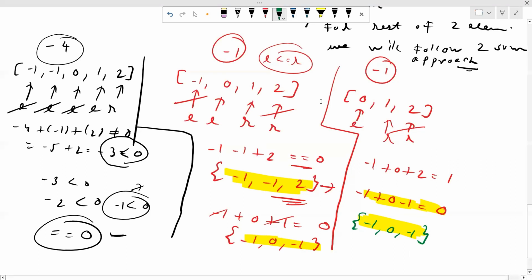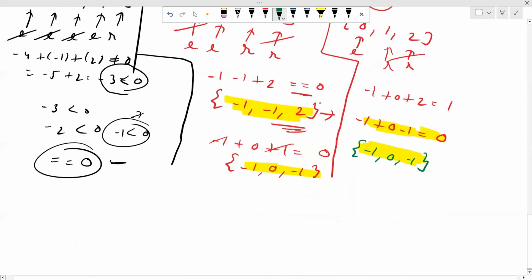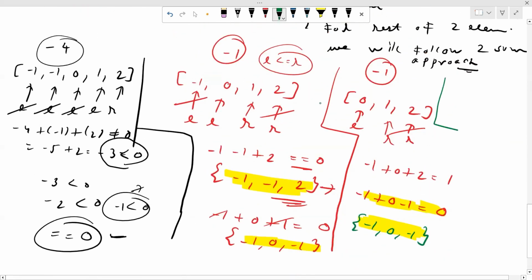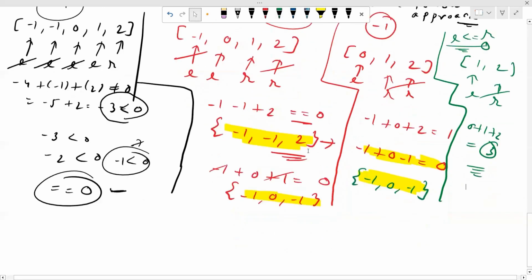Now our pointer will be pointing to 0, so 0 will be fixed in this case, and the remaining part of the array will be 1 and 2, left and right. We'll calculate the sum 0 plus 1 plus 2, which will be equal to 3. We'll decrement our pointers and they both cross each other, right? So we'll stop. As we can see, we found 3 triplets which gave us the required result.